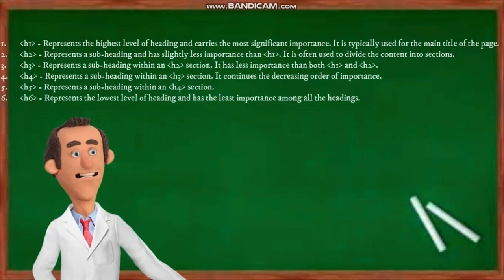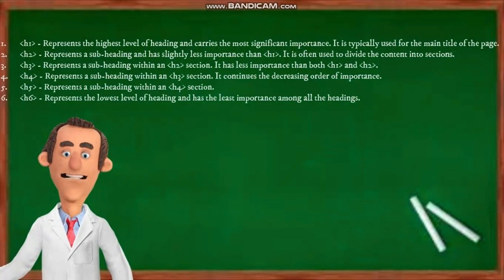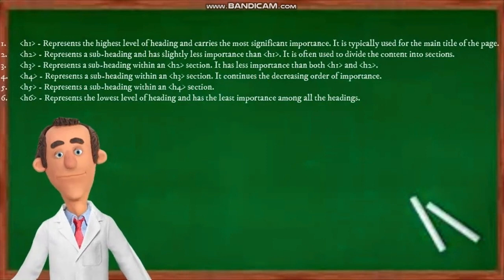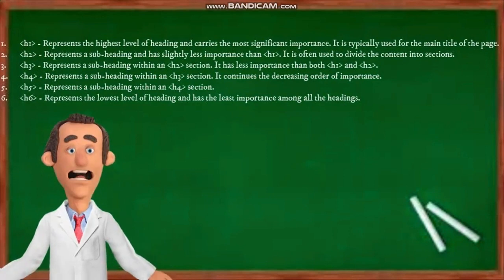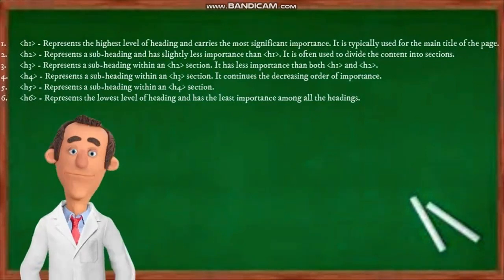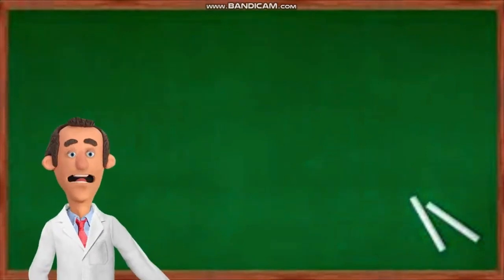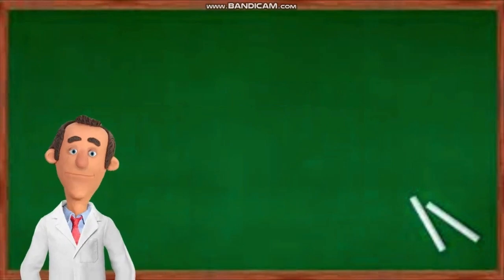H4 represents a subheading within an H3 section. It continues the decreasing order of importance. H5 represents a subheading within an H4 section. H6 represents the lowest level of heading and has the least importance among all the headings. Here's an example of how to use these heading tags in HTML.